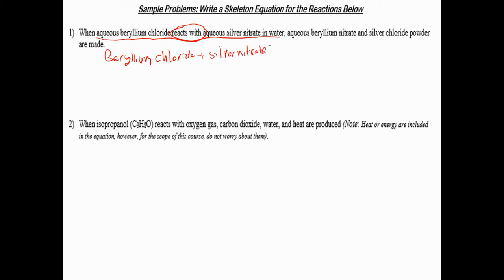I think I should have started more to the left of my screen, but that's okay. They're going to react to produce. Now, this is in water. That's not a reactant, okay? It's just saying that this is happening in a watery environment. When you make chemicals react, if they're aqueous, they're dissolved in water. So that's not a reactant, okay? So don't add plus water there, because these are happening in water. They're not reacting with water, though. And they're going to make beryllium nitrate.